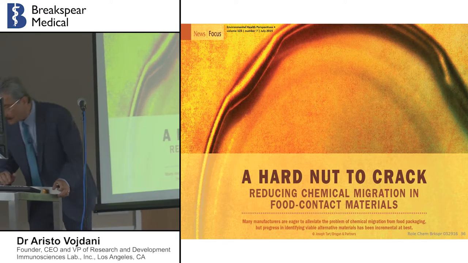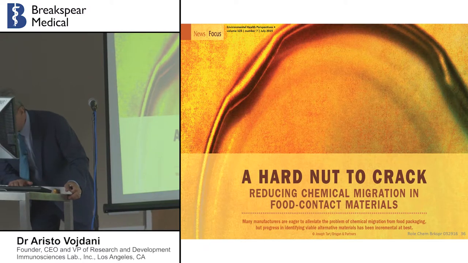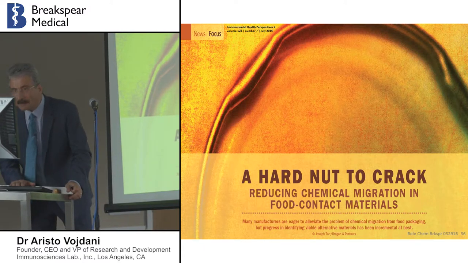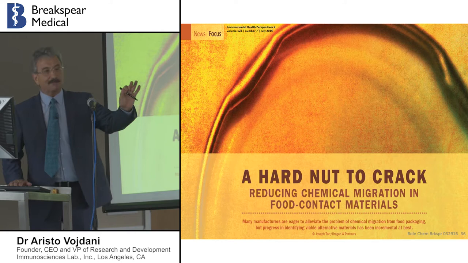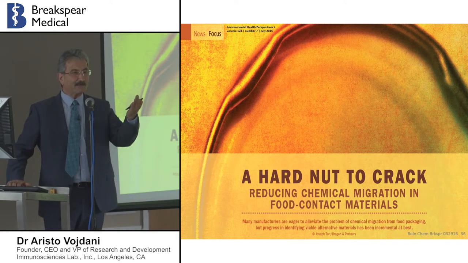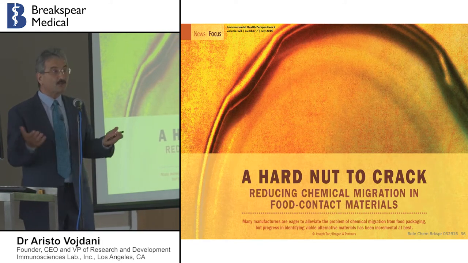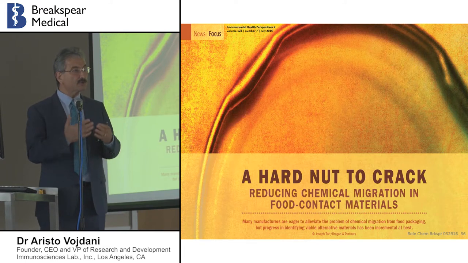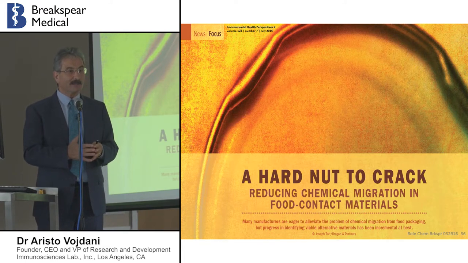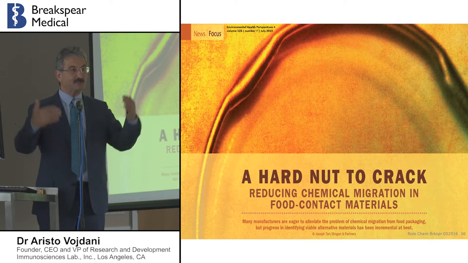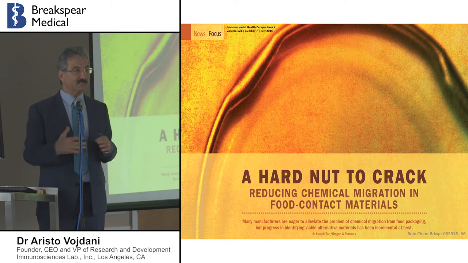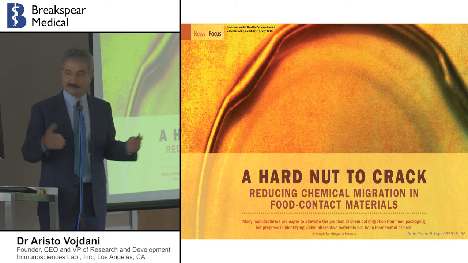Now, this article was published in Environmental Health Perspectives. What is the Environmental Health Perspectives journal? It's the official journal of the National Institute of Environmental Health Sciences in North Carolina, part of the National Institutes of Health. So it's the most reliable source.